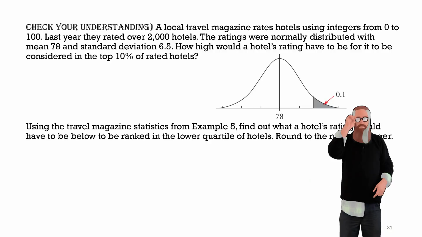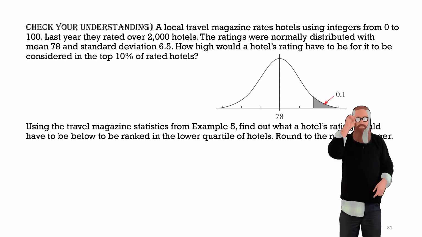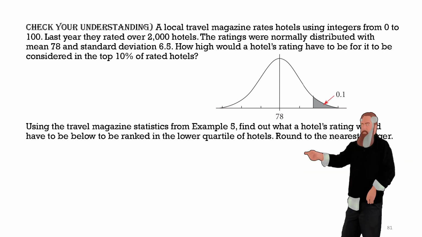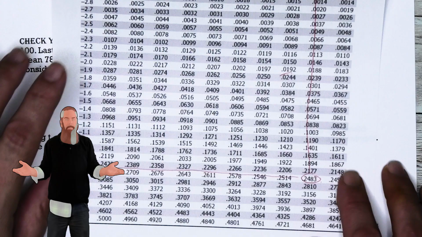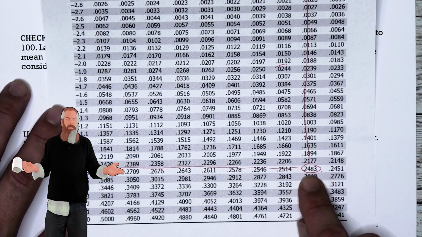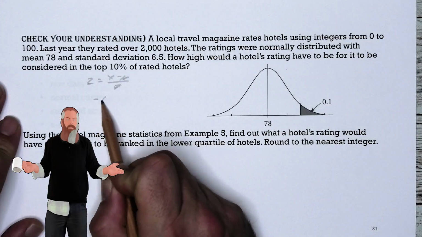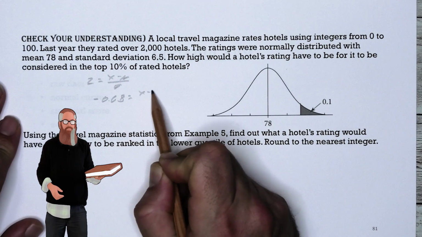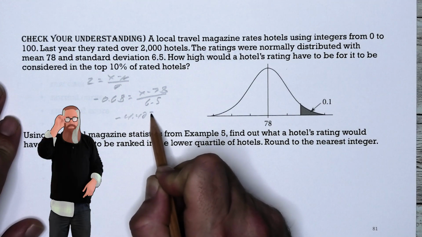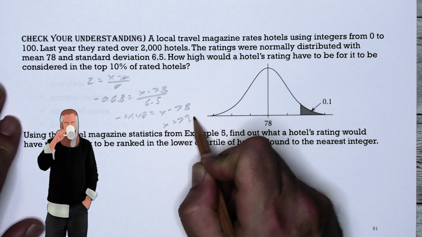Let's check our understanding and use the travel magazine statistics from example 5 to find out what the hotel's ratings would have to be below to be ranked in the lower quartile of hotels, and round that to the nearest integer. So we're looking for 0.25, and the closest we can get to that is 0.2483. This means we're going to go with a negative 0.68. So negative 0.68 is going to be equal to x minus 78 over 6.5, meaning negative 4.42 is going to be equal to x minus 78, or x is equal to 73.58.